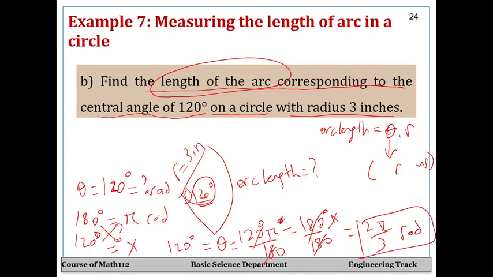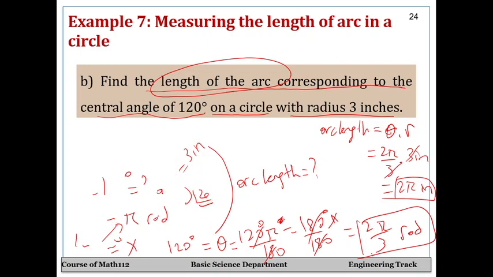Now we can use it in the formula. This will be then 2 pi over 3 times the radius. The radius, sorry, this is 3 inches. So then after cancellation, you will get 2 pi inches. So it's approximately 6 inches.